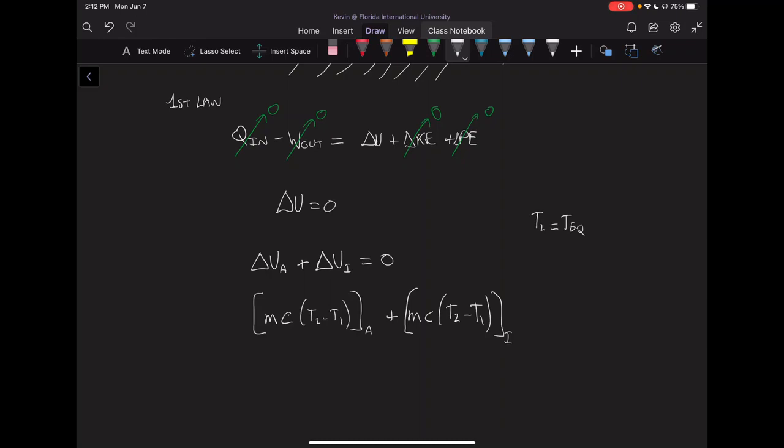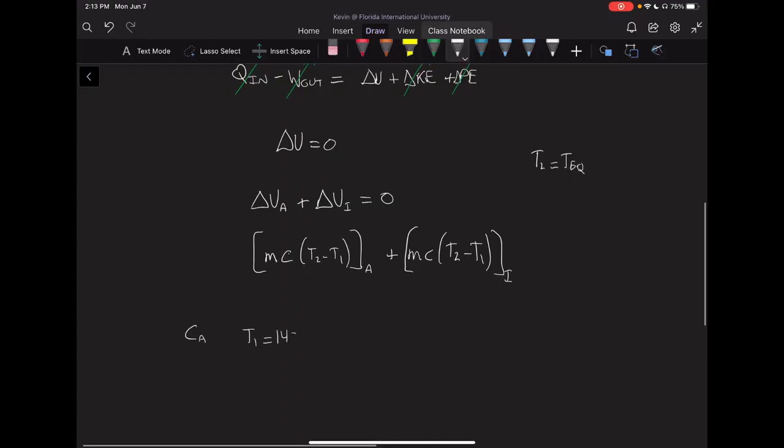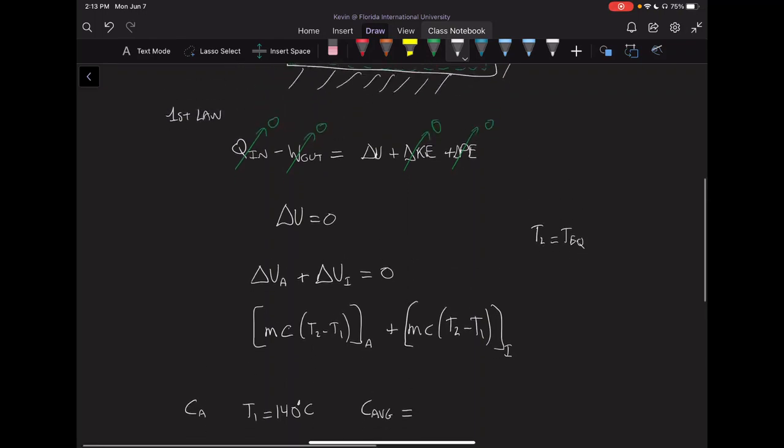Now, our C for aluminum, we know that T1 is equal to 140 degrees. From this, we're going to have to find a C average in our tables. The aluminum can go from 140 degrees all the way down to 60 degrees. Since we have aluminum and iron, we know that the final temperature is going to be somewhere between 60 and 140, maybe like 100 or something like that. And so we're going to have to look for a C average at that temperature.